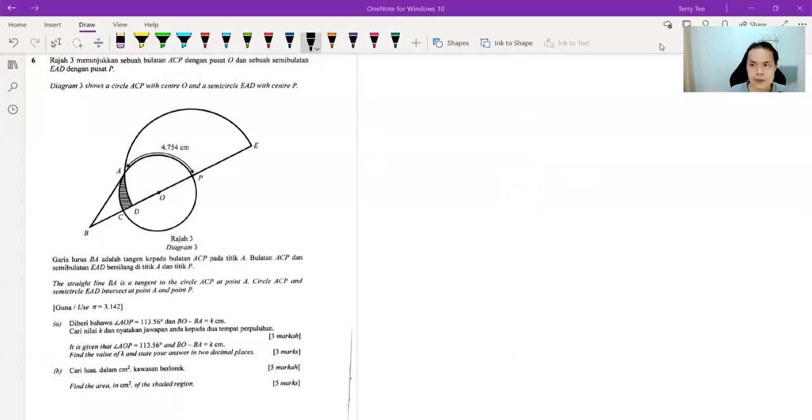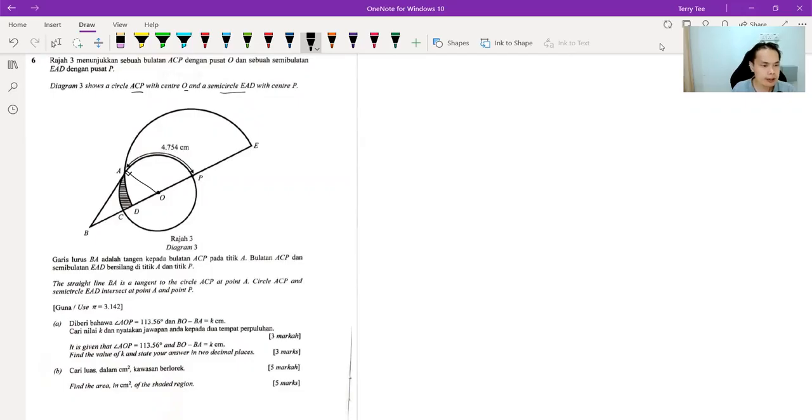Question number 6, this is from the chapter Circular Measure from chapter 1. The first thing is you're given a straight line BA that is a tangent to a circle, so it's 90 degrees. We know this is a circle ACP with center O and semicircle EAD with center P. Okay, so this is a tangent.